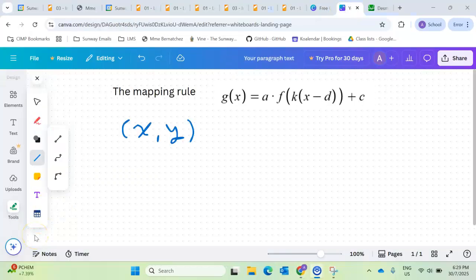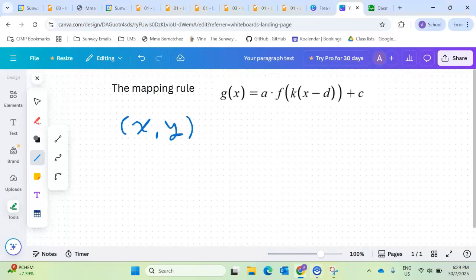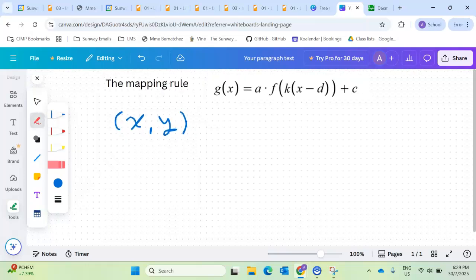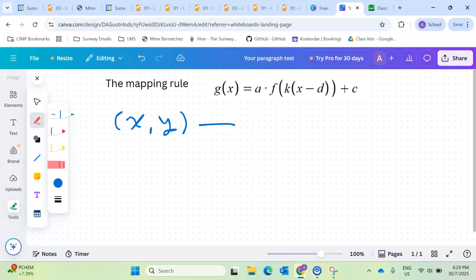So just to review the mapping rule, if I have the coordinates x, y on a function f of x, in order to find the corresponding point on the transformed function, for example g of x, what we need to do is find the value of the corresponding point on the y value. We multiply the value of y by a, and we will add c.